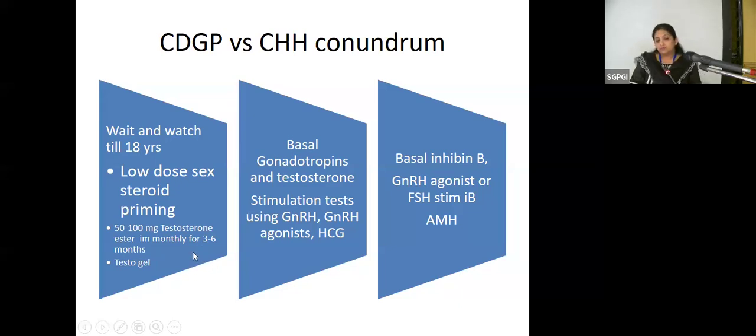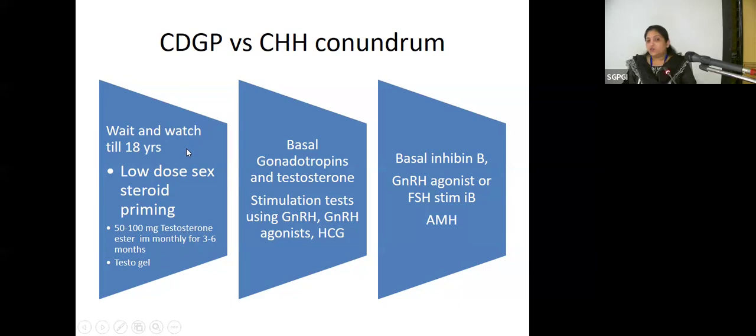The other testosterone preparations like testo-gel and transdermal patches can also be used. And then we have to see after the priming, after 3 to 4 months, whether the testicular volume is increasing or not.